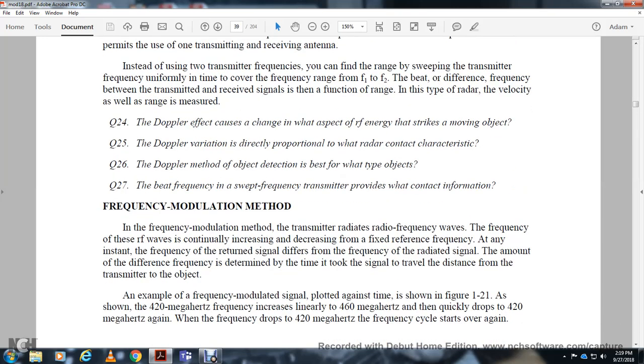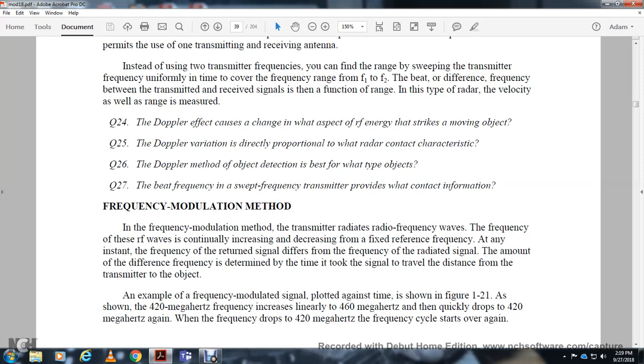The frequency modulation method transmits a radio frequency wave, the frequency of which is continuously increasing from a fixed reference frequency. At any instant the frequency determines the signal, and the difference is taken from the frequency of the radiated signal. The difference frequency determines the time it took for the signal to travel the distance from the transmitter to the object. For example, the frequency modulated signal is plotted against time.